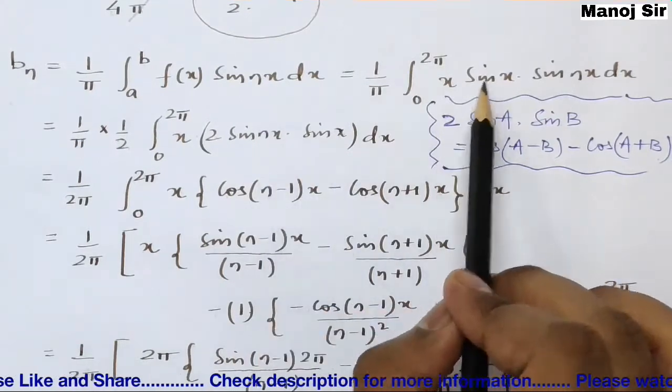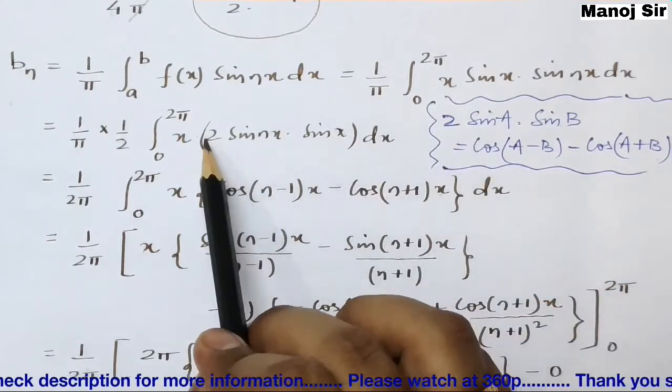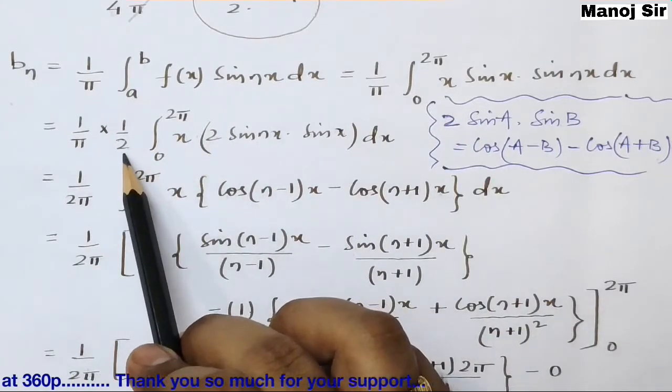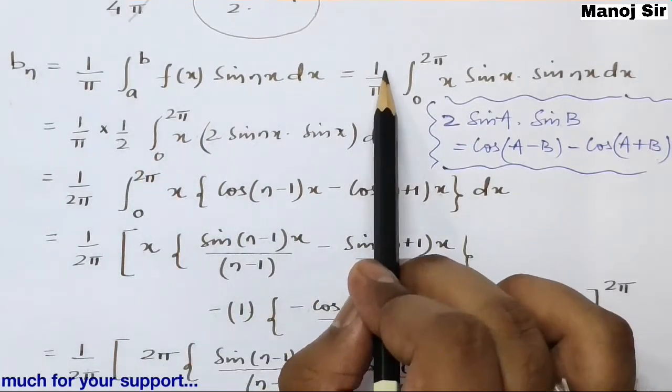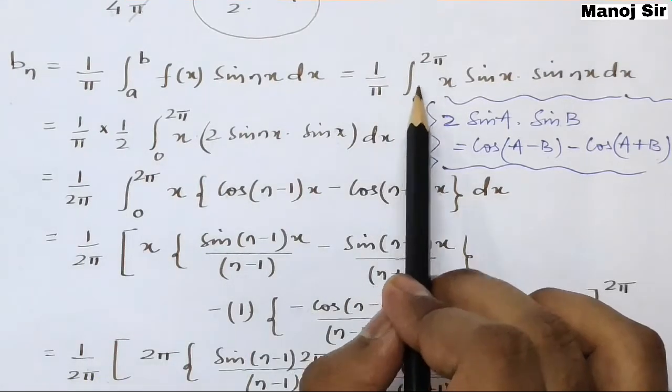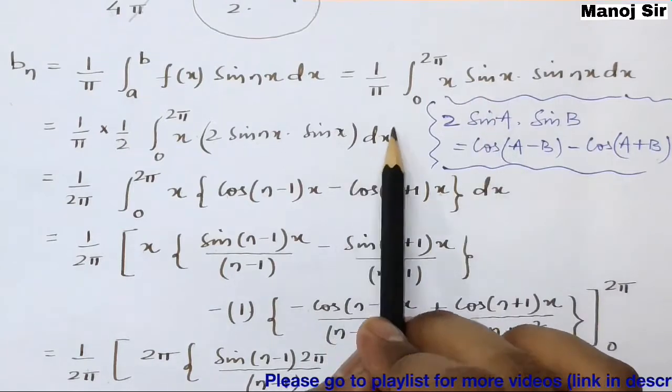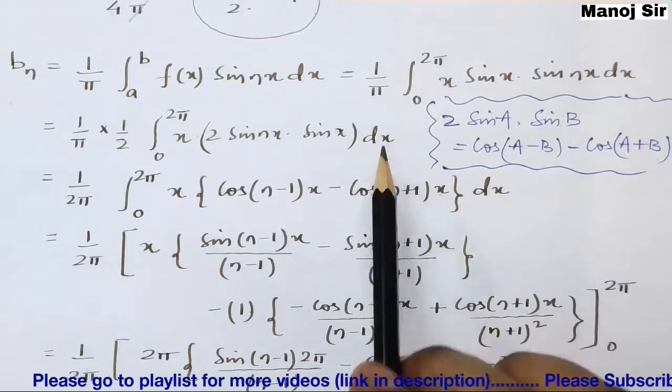That is sin nx into sin x. Simply multiply by 2, because in this formula we have 2. If you multiply by 2, then we have to divide by 2 also. So here we have 1 upon pi into 1 upon 2 integration 0 to 2 pi x into 2 sin nx into sin x. Simply write dx at the last.